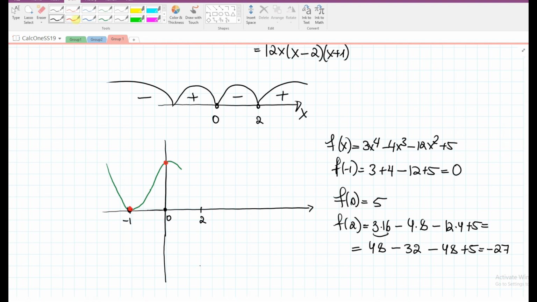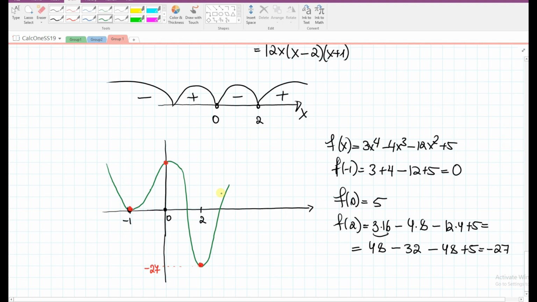So here, the third point is here, right? So when x is equal to 2, y is equal to minus 27, right? So how should the function look like? Until this 2, the function will decrease, right? At 2, it will start to increase, right? So the function should look like this.